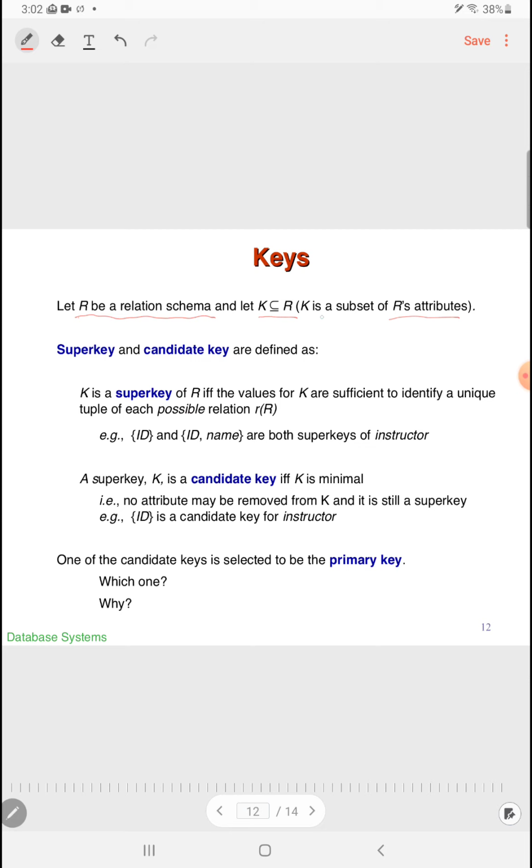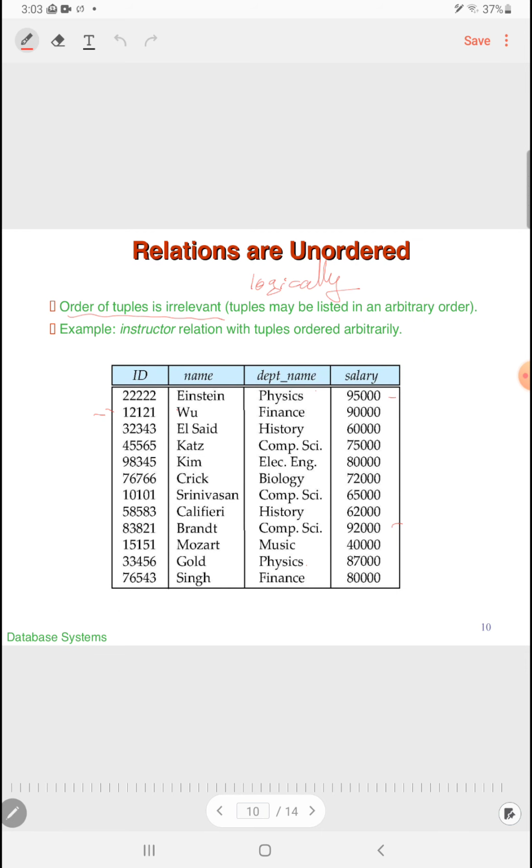K initially is just some subset. K is a superkey if and only if the values of K are sufficient to identify a unique tuple of each possible relation in R. So, ID and ID name are both superkeys of instructor. Okay, let's go back a few slides.